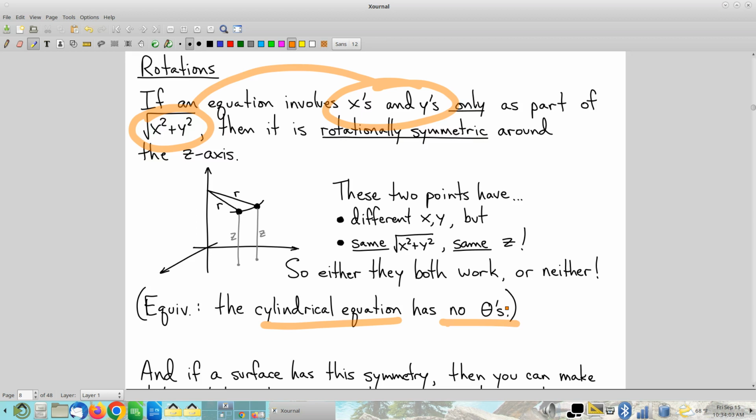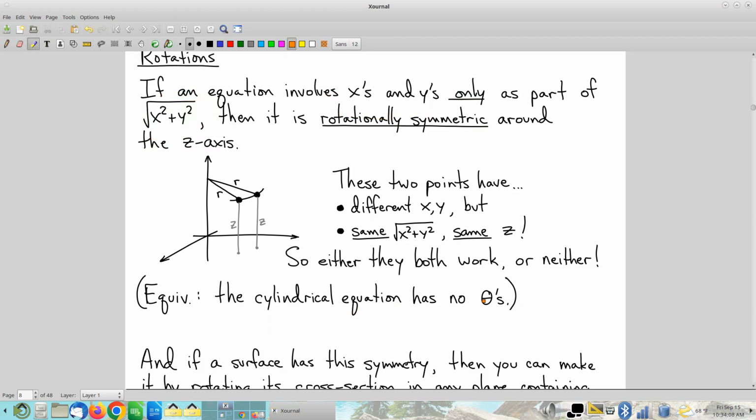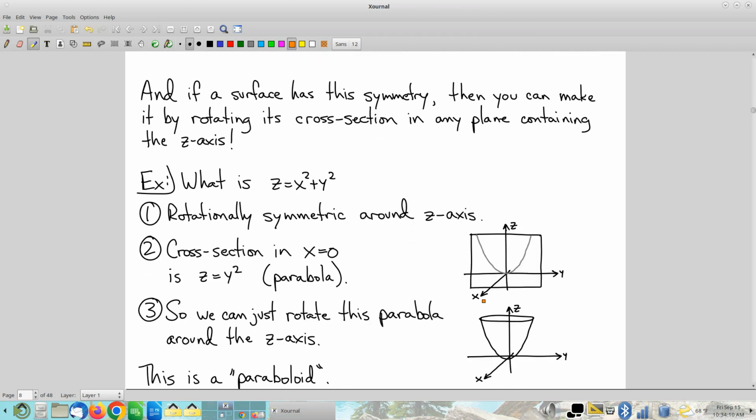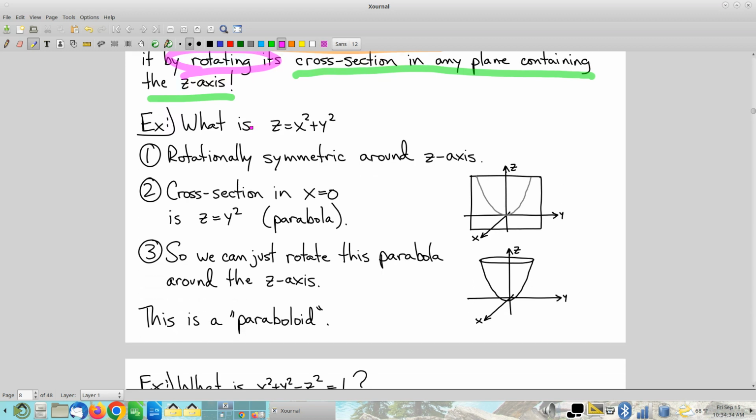All right, so now let's see. Why do we care about this? And now this next part is just a geometric appeal. If you have a surface that is rotationally symmetric around the z-axis, you can look at its cross-section in any plane containing that axis. Just take any cross-section and then rotate that cross-section around that axis. Here's an example. Let me get this all on the page.